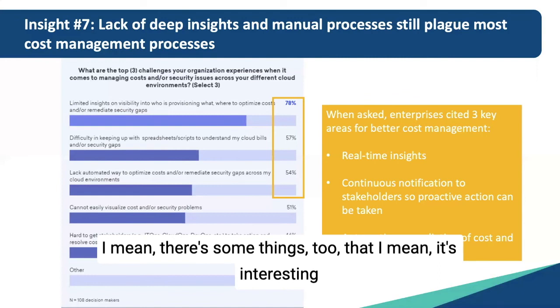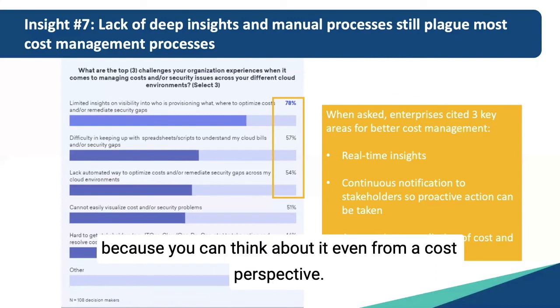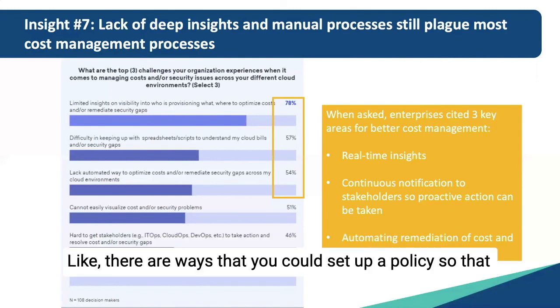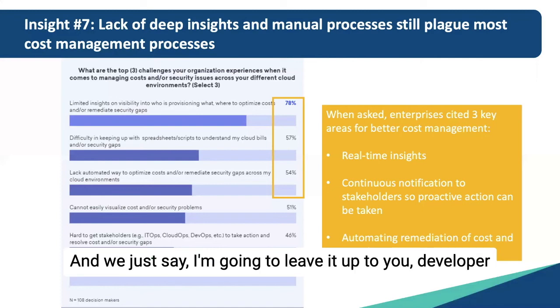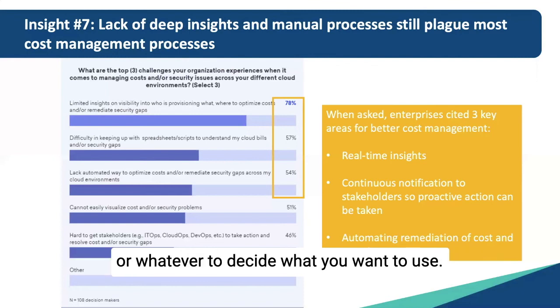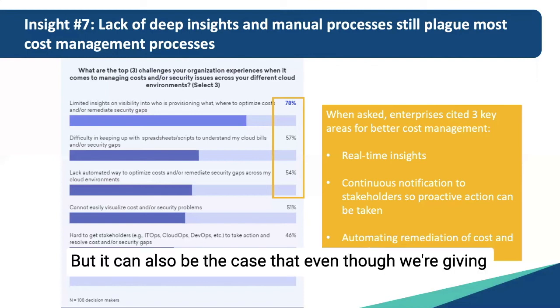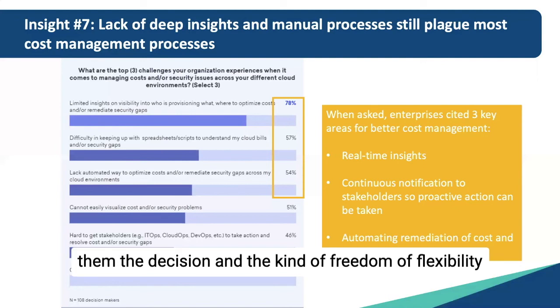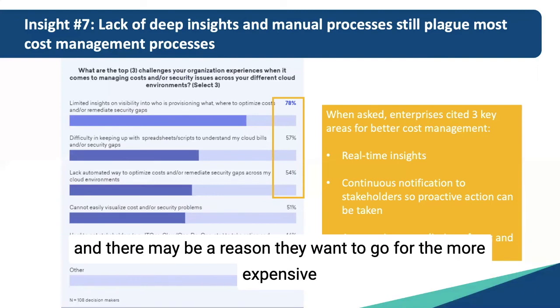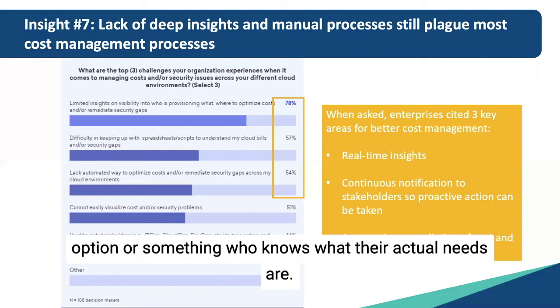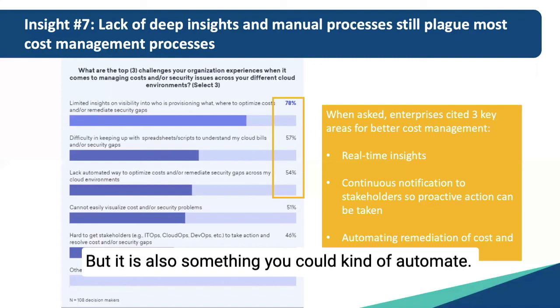It's interesting because you can think about it even from a cost perspective. There are ways you could set up a policy so that anyone can use these tools, and we just say, I'm going to leave it up to you, developer or whatever, to decide what you want to use. But even though we're giving them the decision and the freedom and flexibility to decide, there may be cost differentials in those decisions. And there may be reasons they want to go for the more expensive option. Who knows what their actual needs are. But it is also something you could automate.